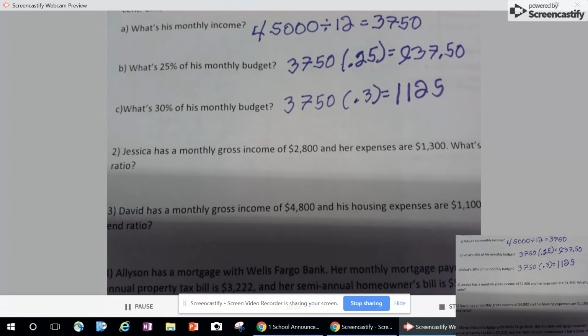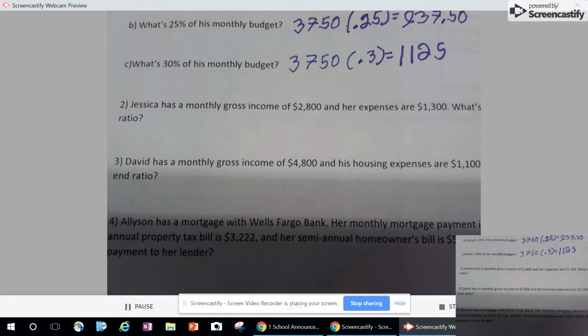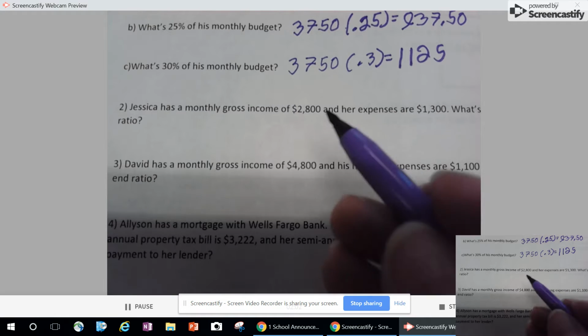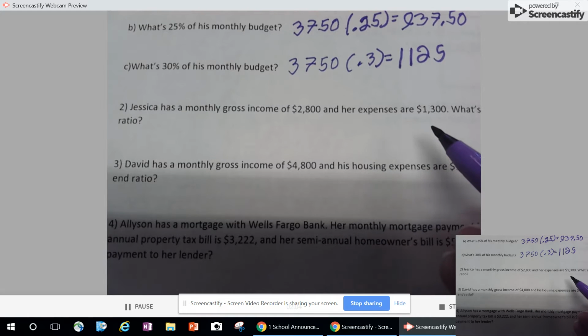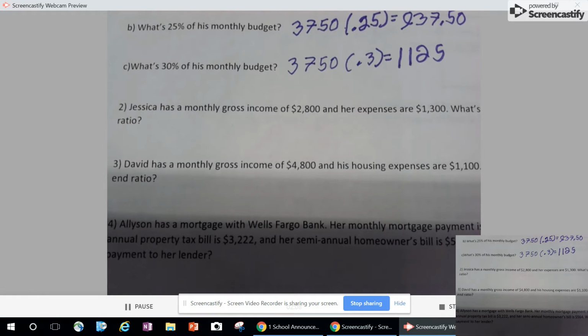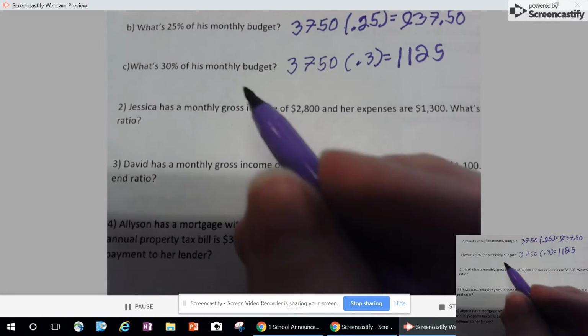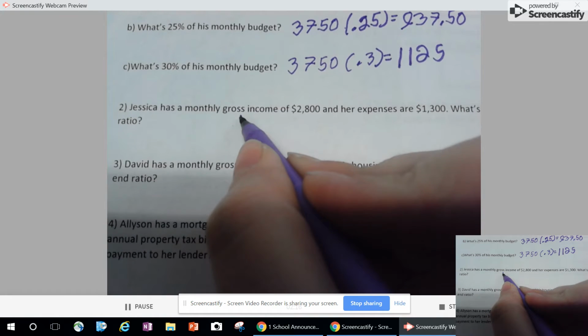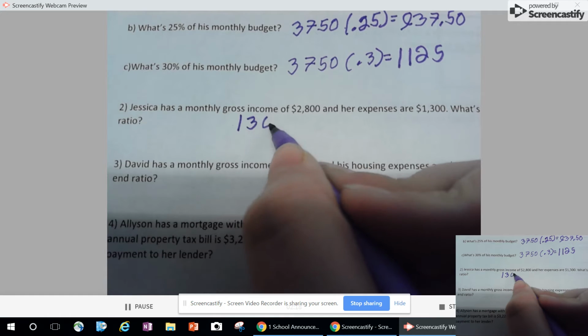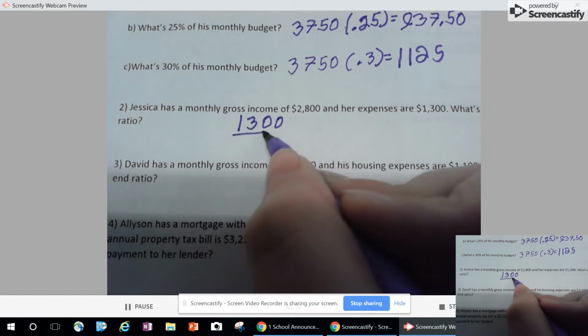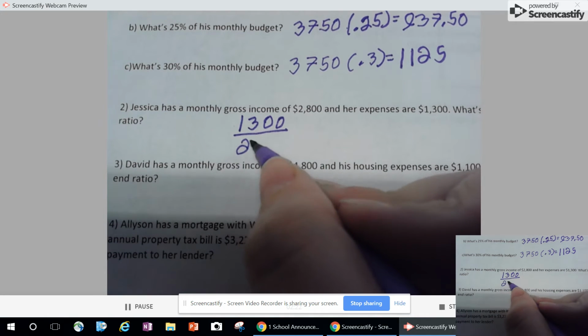Okay, so this next one. Jessica has a gross income of $2,800. Her expenses are... Okay, so we're asking for what's her back end ratio. So we're just going to divide it. So remember, it's going to be her total housing expenses divided by her monthly gross income.